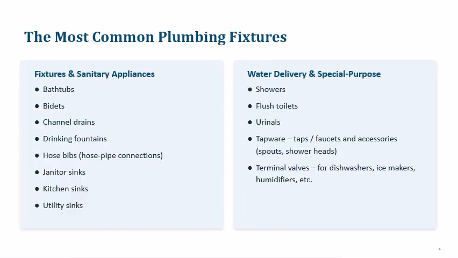Next, the most common plumbing fixtures. These are fixtures and sanitary appliances, and also water delivery and special purposes. Fixtures and sanitary appliances include bathtubs, bidets, channel drains, drinking fountains and hose bibs, that is hose pipe connections, and janitor sinks, kitchen sinks and also utility sinks. For water delivery and special purposes, there are showers, flushing toilets and urinals, and tap pairs, that is taps or faucets, and accessories, spouts and shower heads, and also terminal valves for dishwashers, ice makers and humidifiers.